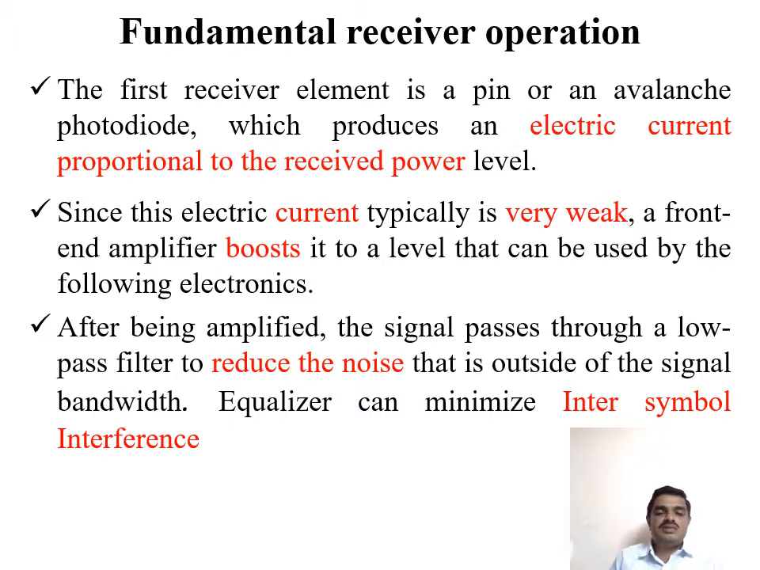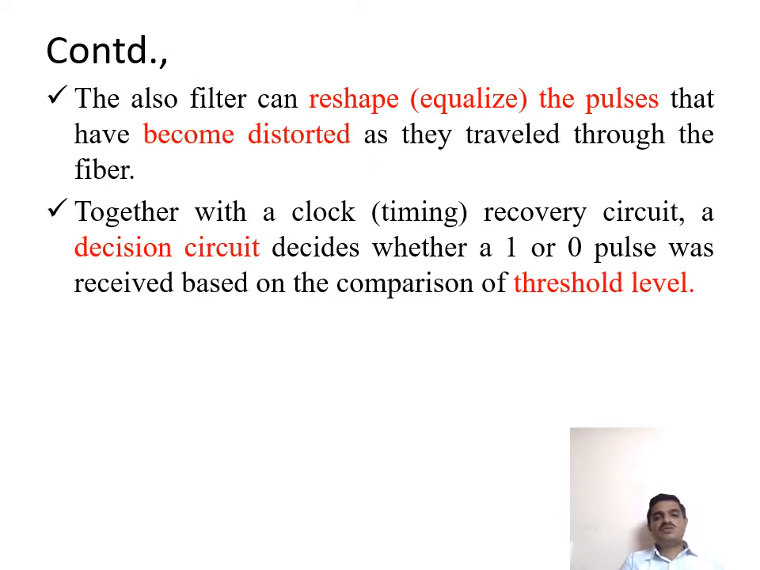Now let us discuss the theoretical part. The first receiver element is a pin or avalanche diode, which produces an electric current proportional to the received power level, as already seen in our previous diagram. Since this electric current is typically very weak, a front-end amplifier is used to boost the weak signal. After being amplified, the signal passes through a low pass filter, which reduces the noise outside the signal bandwidth. Also, the equalizer is used to minimize ISI, inter-symbol interference. This filter also reshapes the pulses that become distorted.